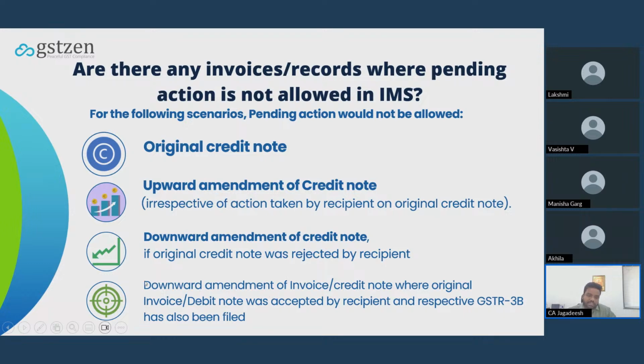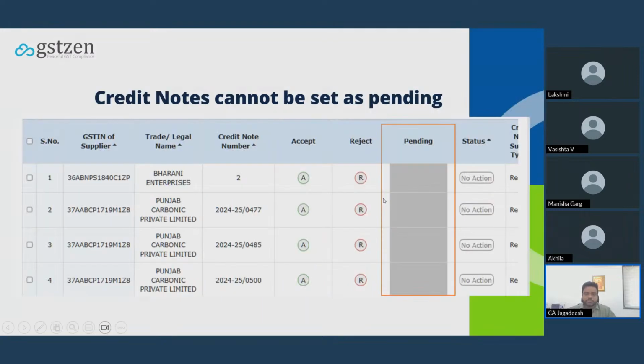So if you see all these cases, your supplier is reducing the liability, and obviously as a recipient you have to reduce your input tax credit, but the system is not allowing you to mark it as pending, because if you postpone it by marking it as pending, there is a loss to the revenue. That's the reason they have not given the option of pending. So if you see here in the portal, there are only two options: accept or reject.